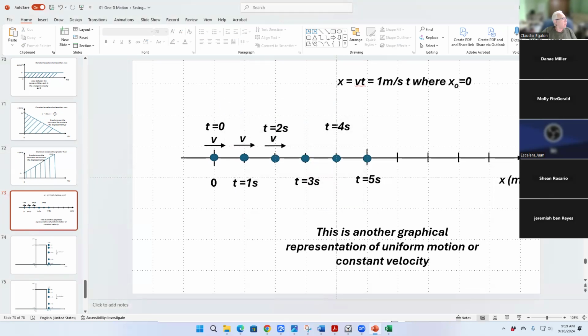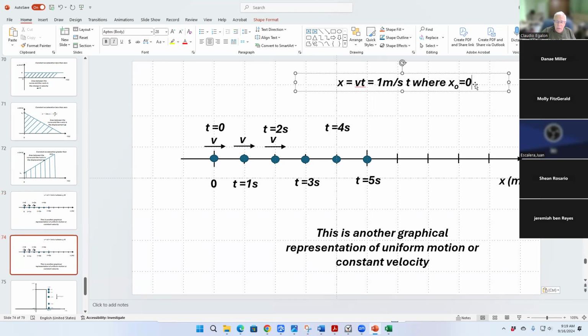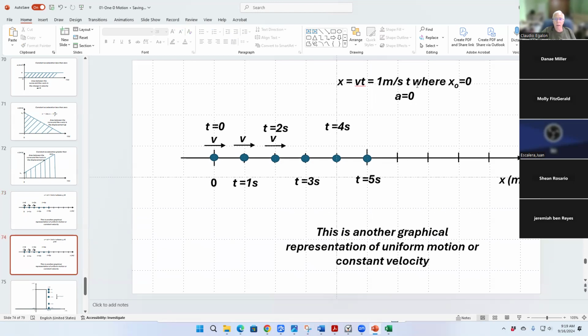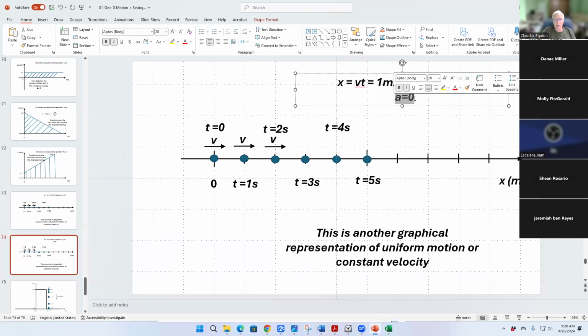Okay, one more student is joining us. There's a name for this type of graph, for this type of graphical representation. I want you to find out what's the exact name for this type of graphical representation. Now, there is another type of graphical representation that's also important. And don't forget, because this is a uniform motion, it means that the acceleration is automatically equal to 0.